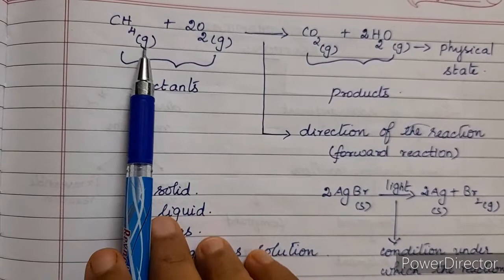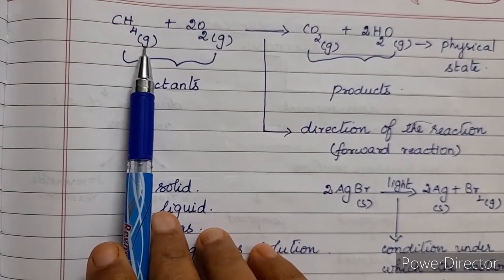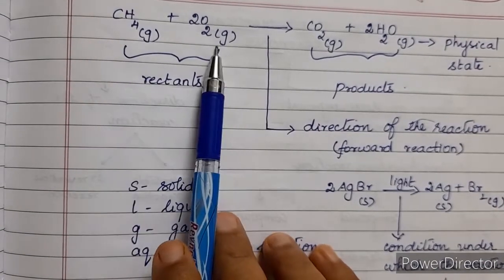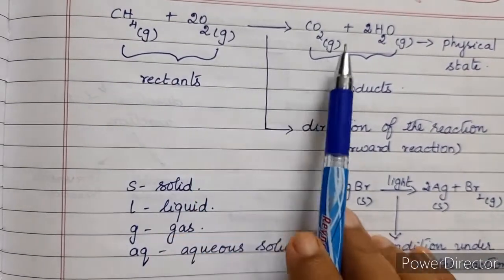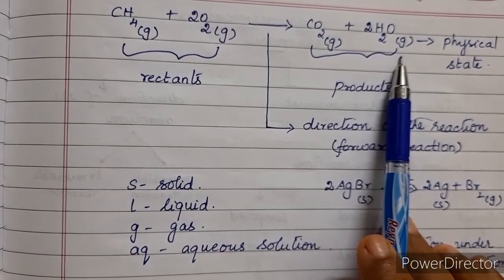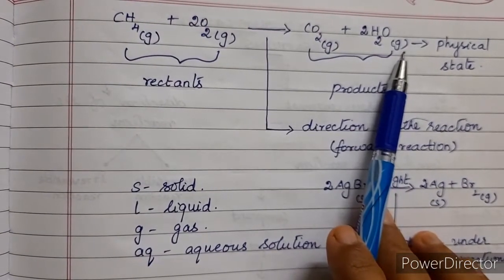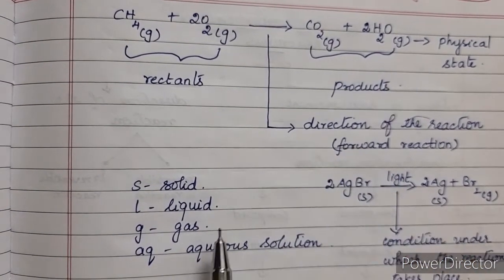Now here I have written something in brackets. Methane is in the gaseous form, oxygen is in the gaseous form, carbon dioxide is in the gaseous form, and water is also present in the gaseous form. So this represents the physical state of the reactants and the products.